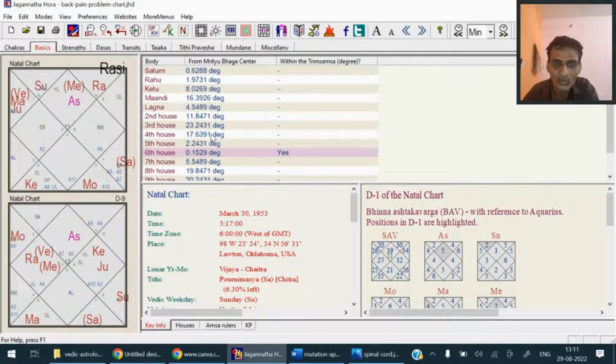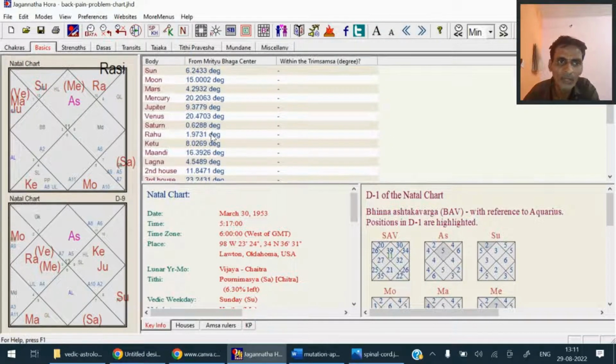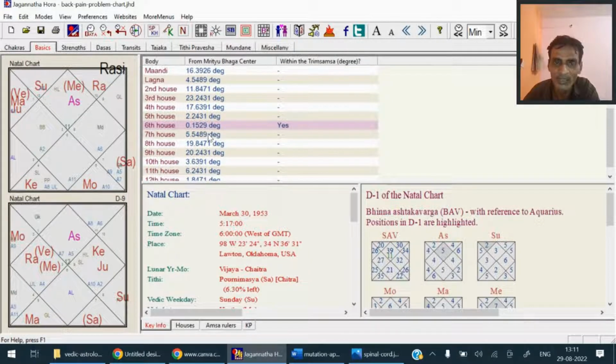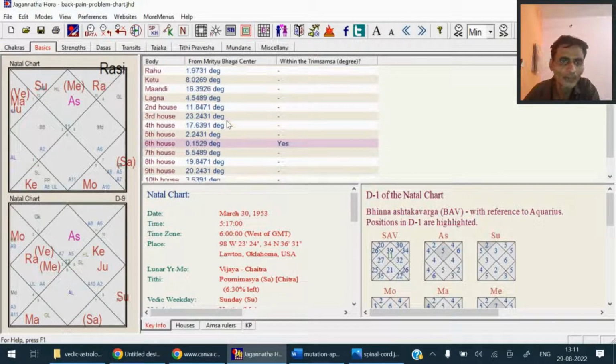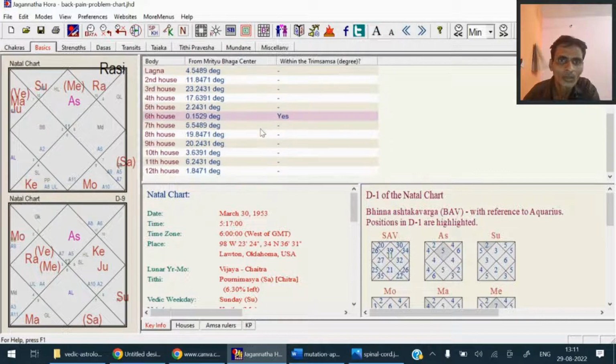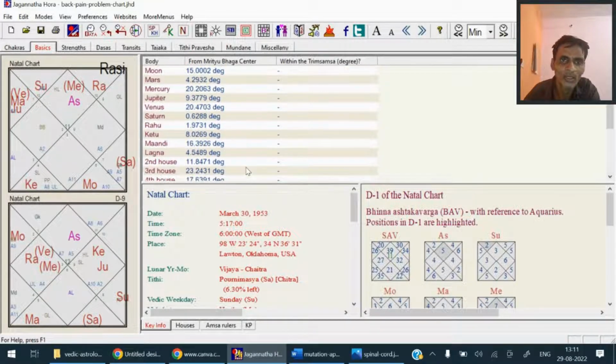Now, when any house or planet falls under Mrityu Bhaga, it loses its significance because Mrityu means death. Mrityu is a Sanskrit word which means death. So the planets and houses lose their significance when they fall under Mrityu Bhaga. So we can say that the sixth house is getting afflicted. But only the sixth house getting afflicted doesn't mean that it will give back pain only. There should be some more reasons also.